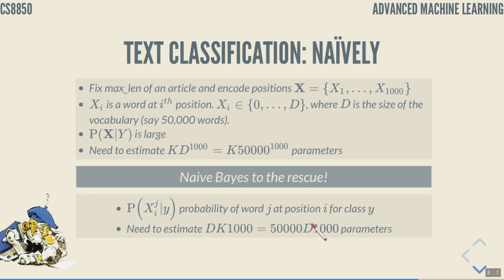Oh, okay, that's a typo. That should be k, the number of classes. Yeah, d times k, exactly.